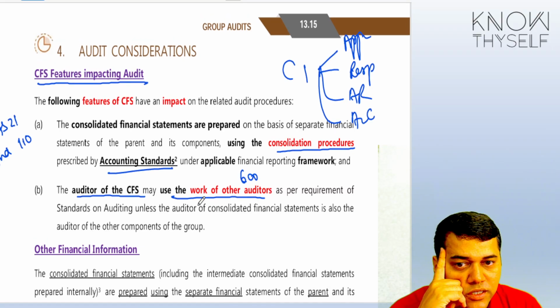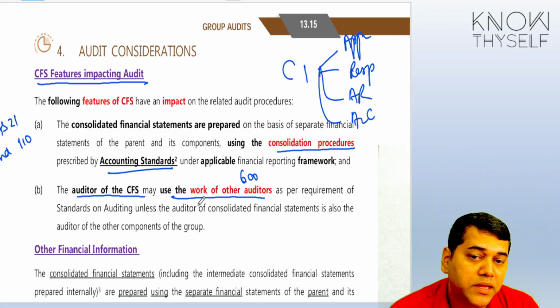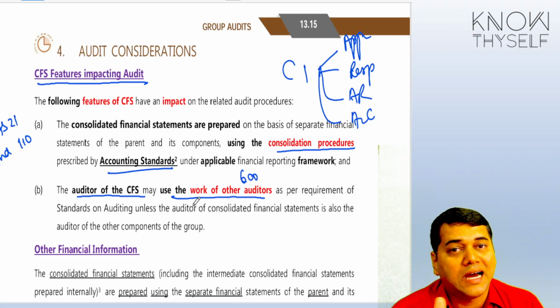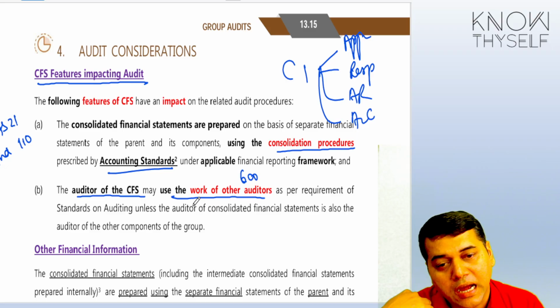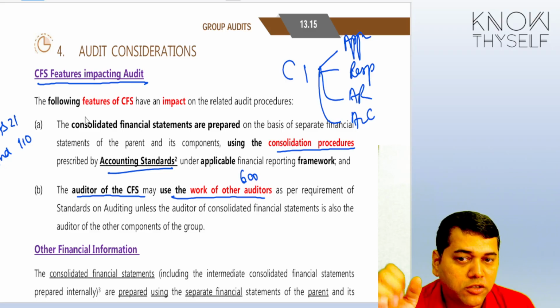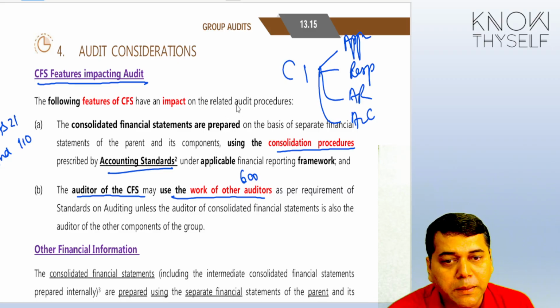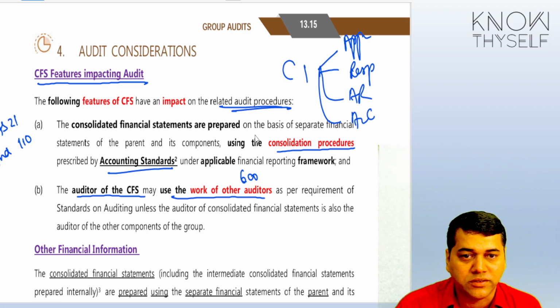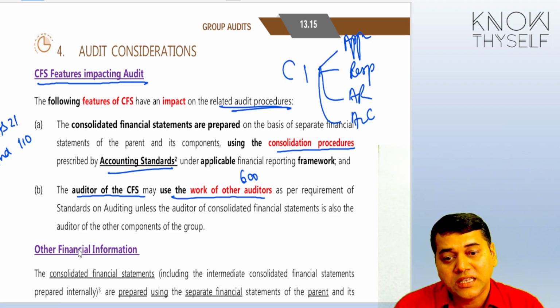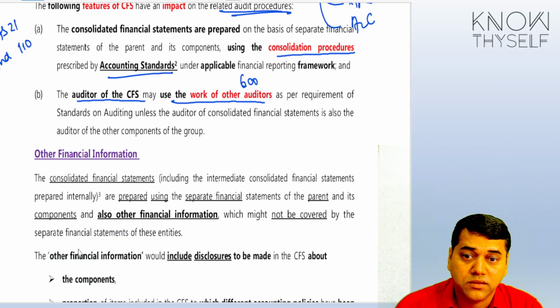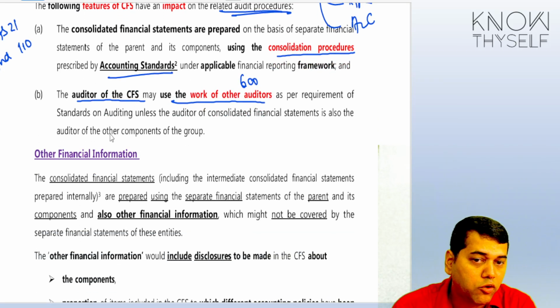First thing you need to consider: what is applicable? Is the accounting standard applicable or is Ind AS applicable? Are there subsidiary auditors, or do I only have the audit of that? These are all very important features of consolidation which are going to impact your audit procedure, which you need to consider. Then other financial information. Okay, you can write these headings, students, otherwise they have gone into the paragraph.